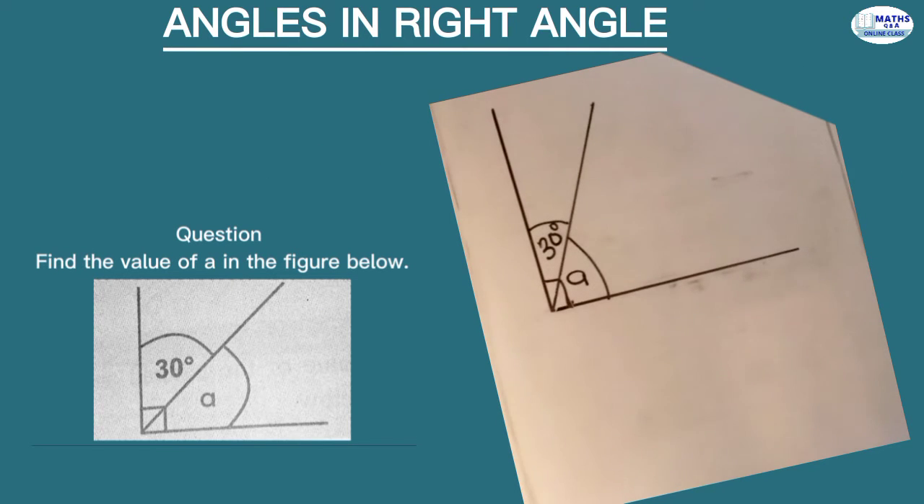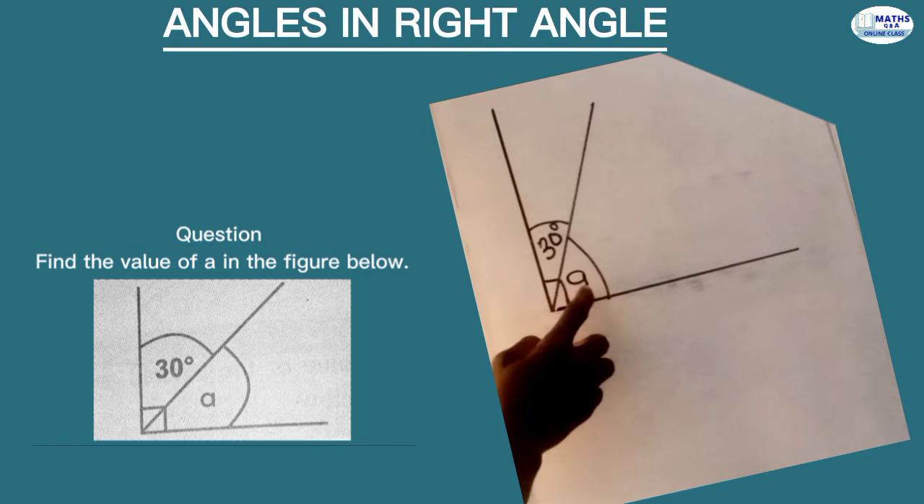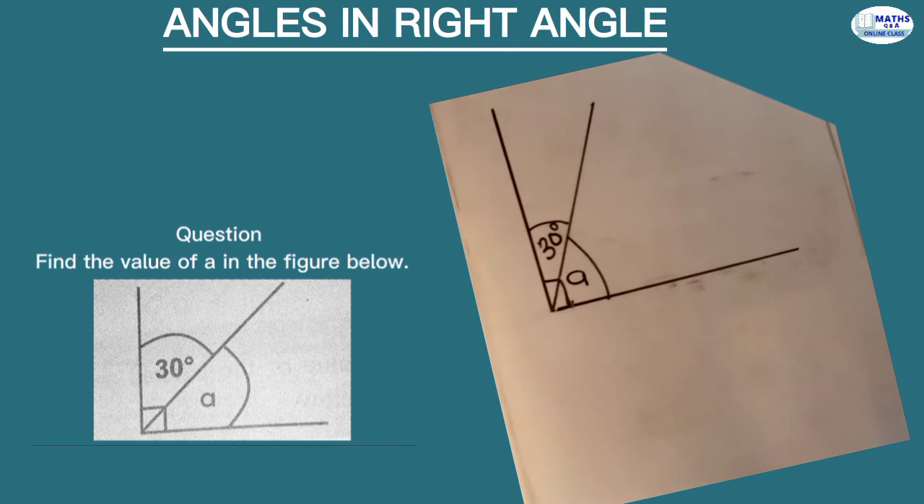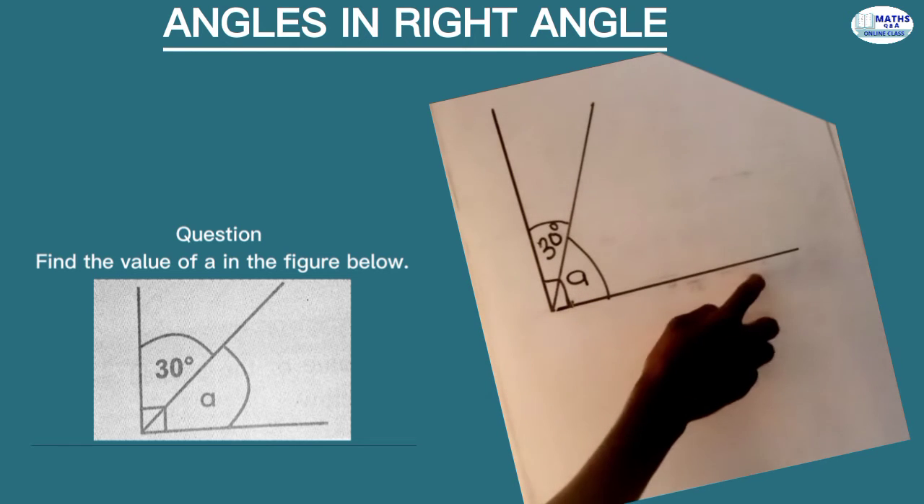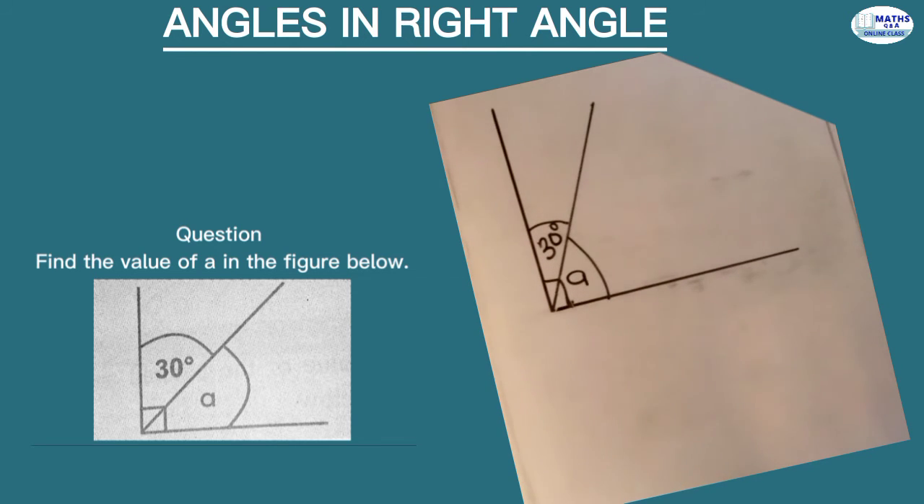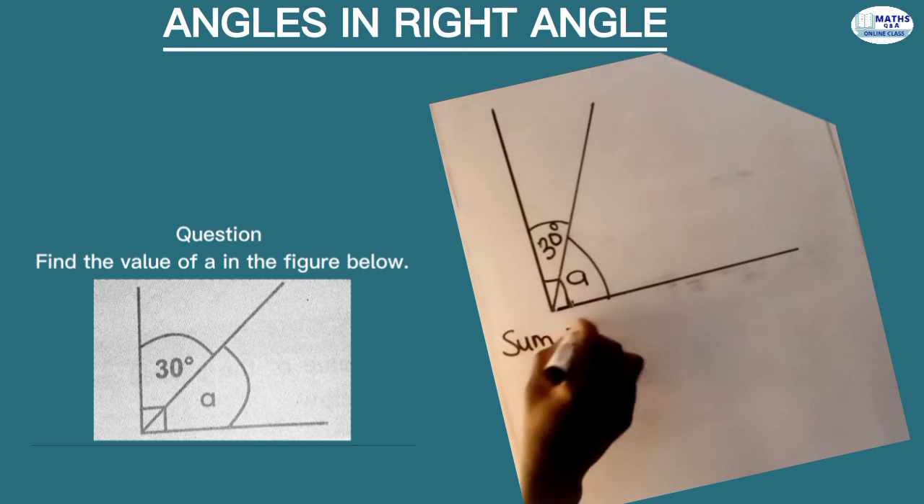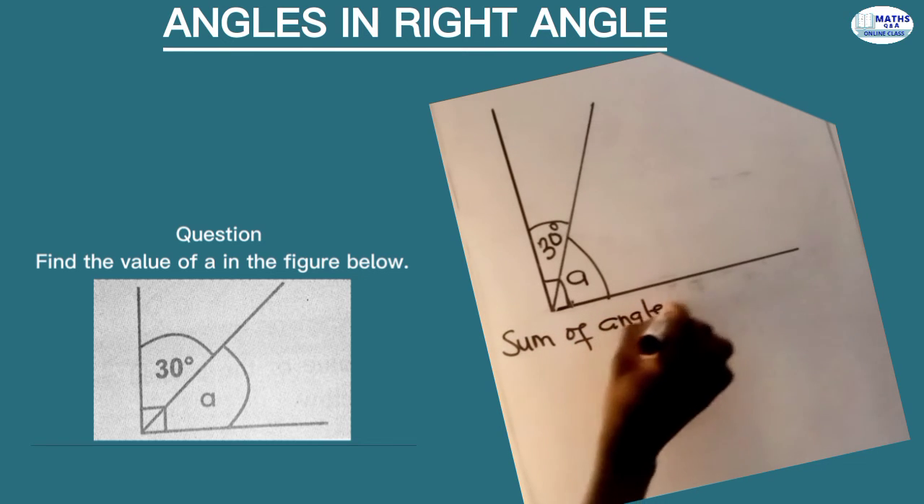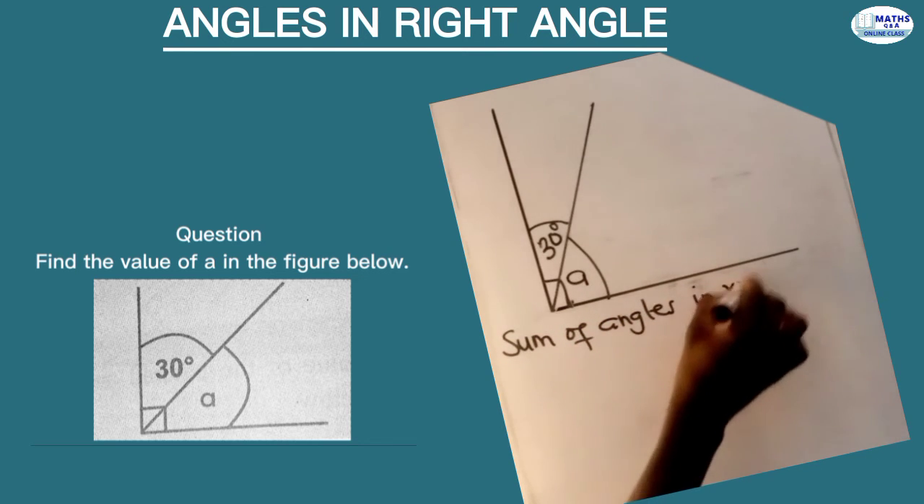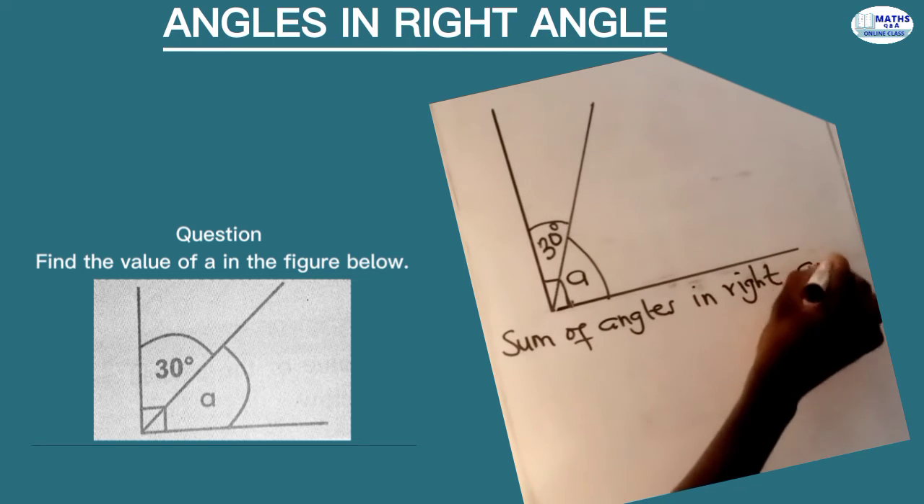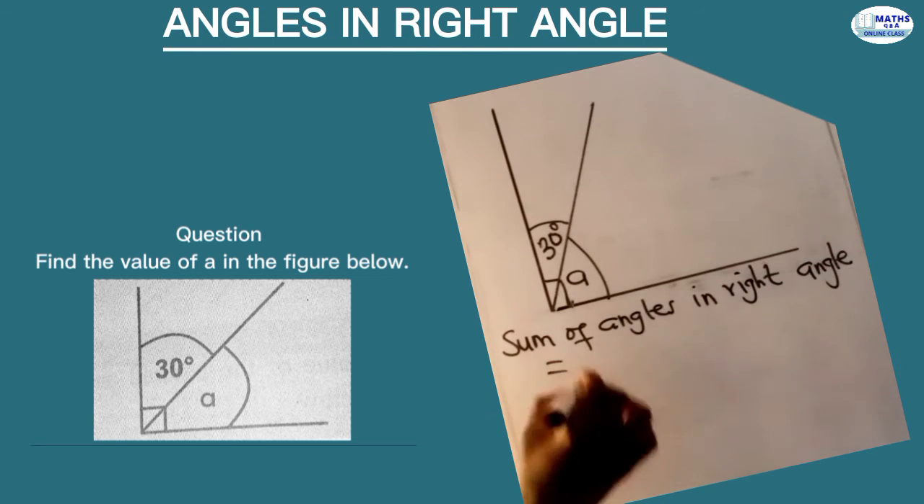So our first question, we have this diagram where we have 30 degrees here and then angle A. And we have to find the value of this angle, that is angle A, right? Now we know that this is a right angle, right? Good. And all right angles are equal to what? 90 degrees. So we say that the sum of angles within the right angle should be equated to what? 90 degrees. So whenever you're given a question like this, you first have to state that the sum of angles in a right angle should be equal to what?